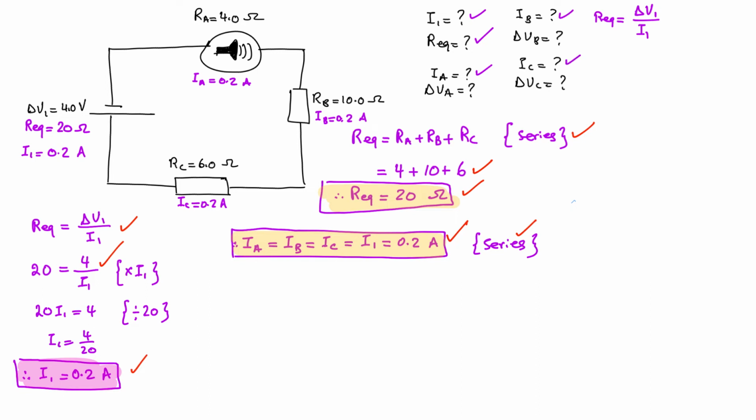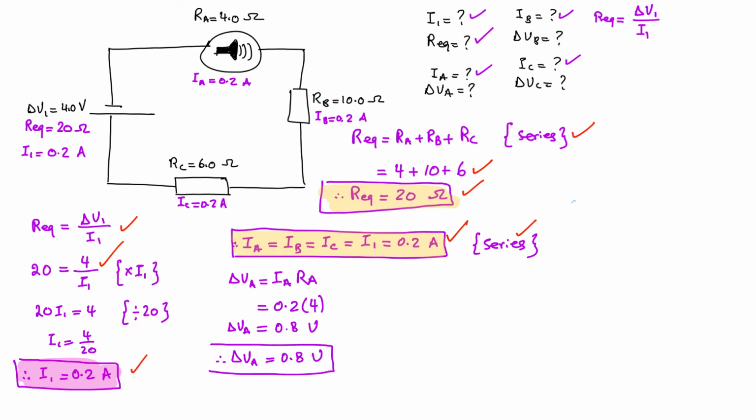And all I have left is the potential differences. So I know that potential difference across A is equal to IA RA. And that's just going to equal to 0.2. RA is 4. And this is going to equal to 0.8. I'm going to write my unit at the very end in this case. And therefore, delta VA is equal to 0.8 volt. And this is the potential difference across A is going to be 0.8.